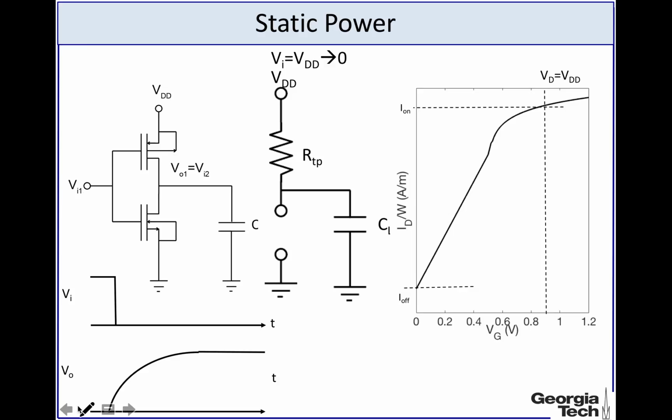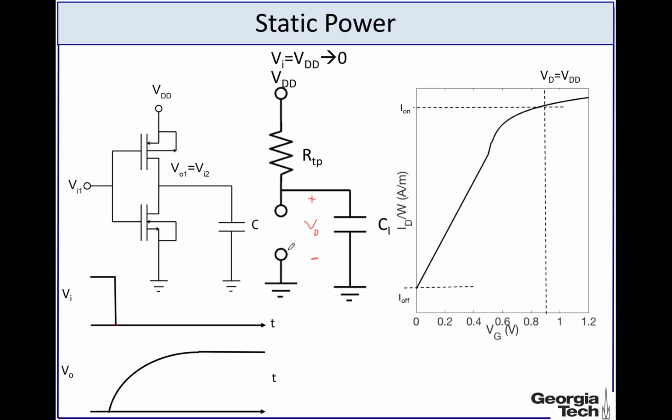So again, the same picture here. The input goes from VDD to 0. As a result, when the input voltage becomes 0, the N MOSFET is off, and previously we represented it with an open circuit. The power supply voltage was simply charging up the capacitor, and the output voltage was becoming equal to VDD.